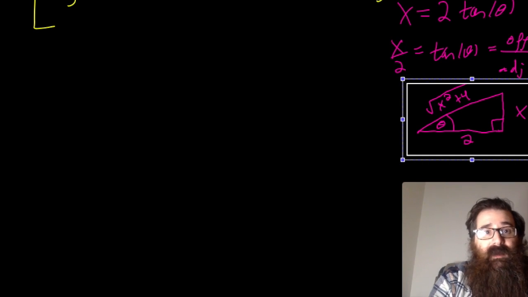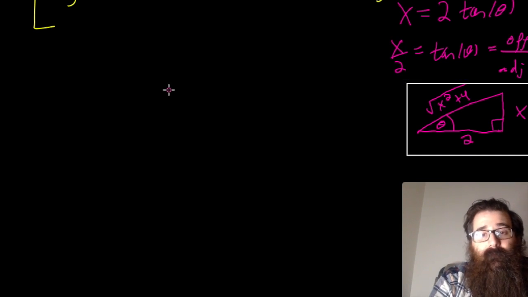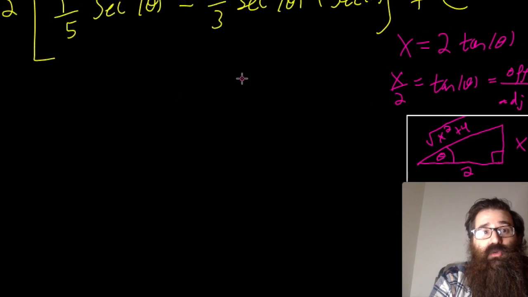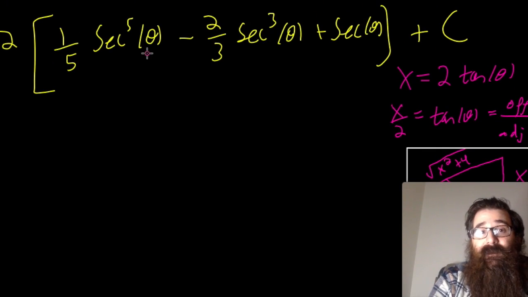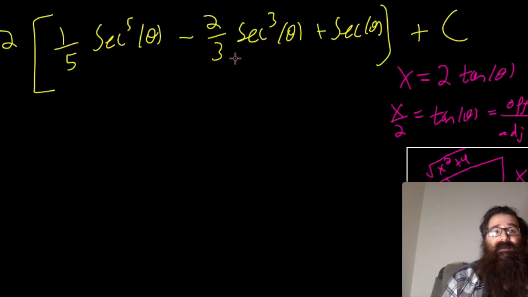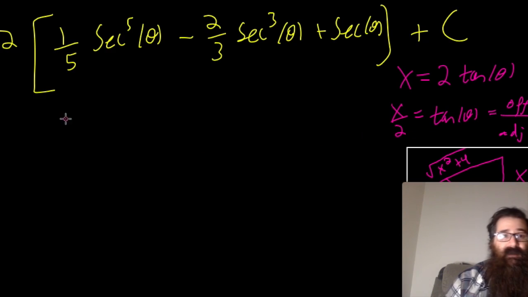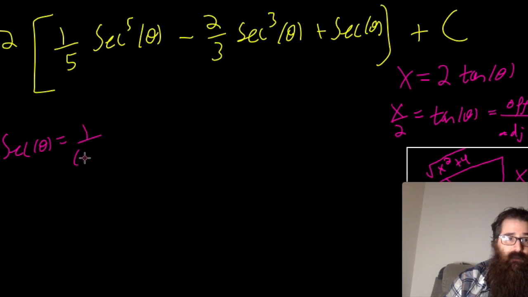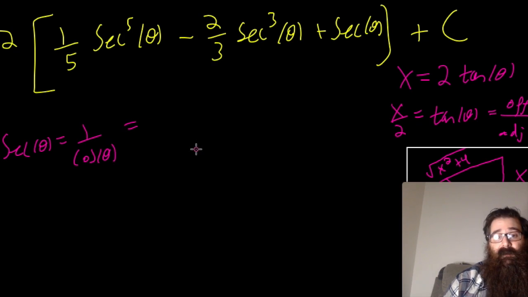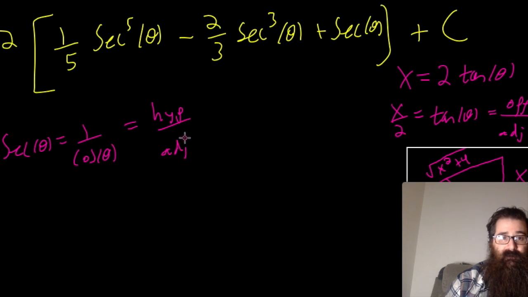We have our right triangle to work with, and I want to use this to make my replacements. Now in this example, all I have are secants, so I need to be replacing secants. And what is secant? Well, secant of theta is 1 over cosine theta. And what is cosine theta? That's the CAH of SOHCAHTOA. That's the adjacent over hypotenuse. So 1 over cosine flips it, so it's now the hypotenuse over adjacent.